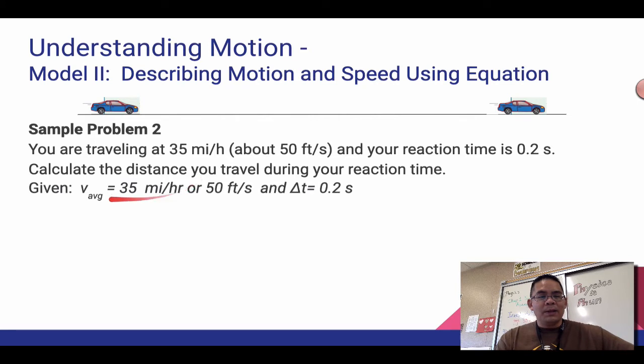But when really looking at the given, since this is my velocity or speed, V average is 35 miles per hour or 50 feet per second. I'm writing both of them down because I don't know which one I want to use. Delta T is the time you're going to be traveling, 0.2 seconds. And when I look at what I'm trying to find, since it says calculate the distance, and there it is right there, distance, which is delta D in my formula.